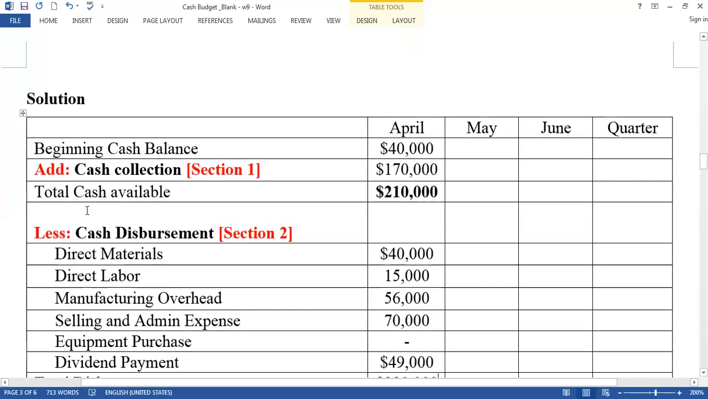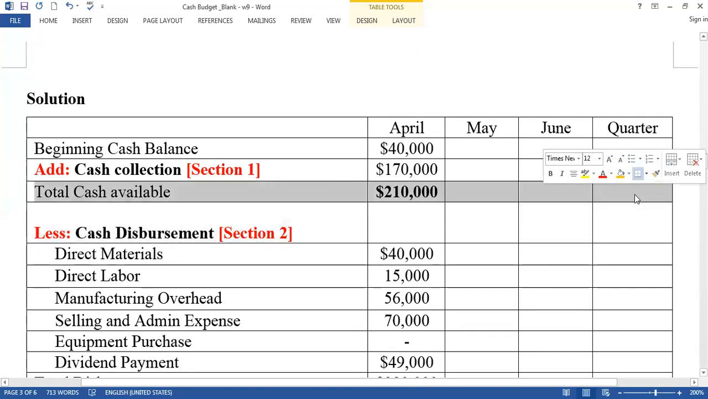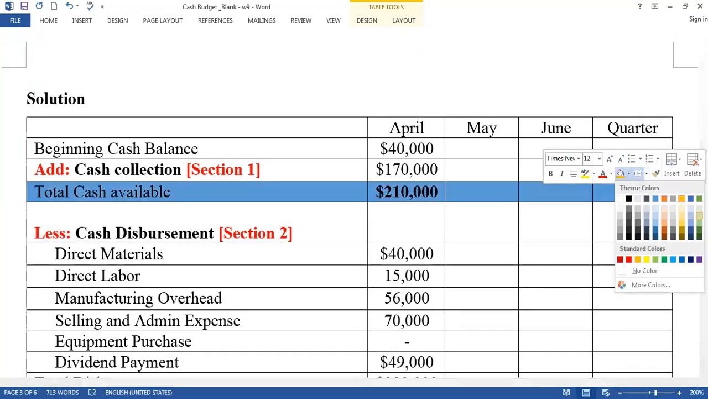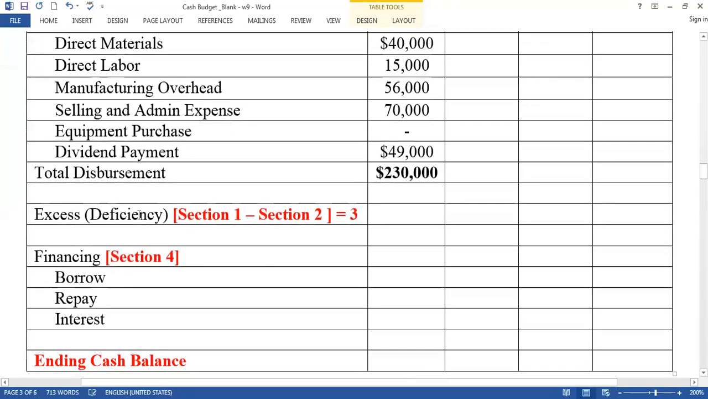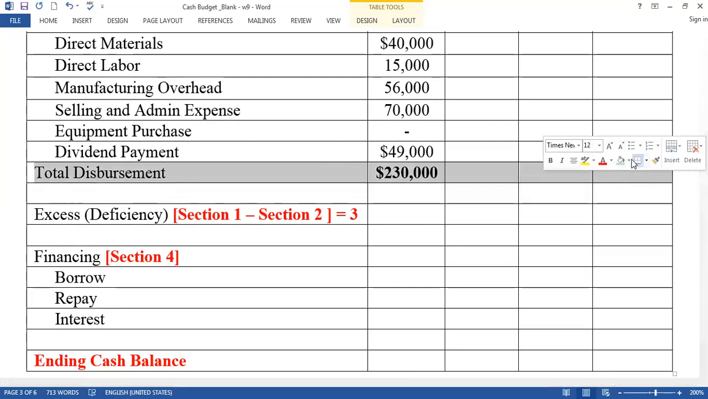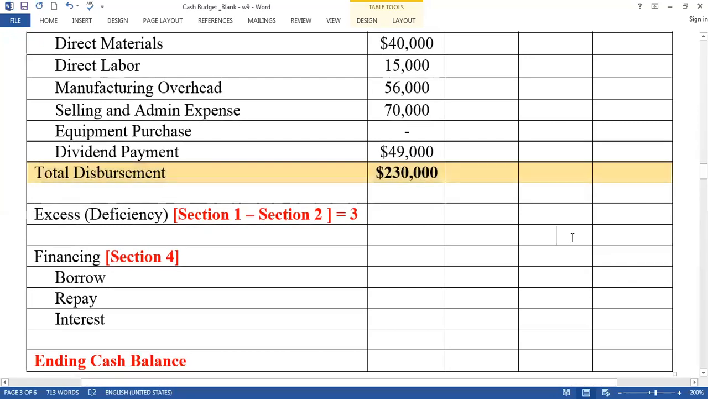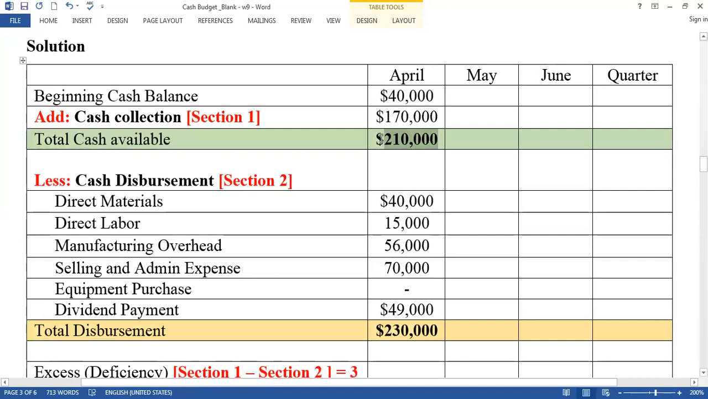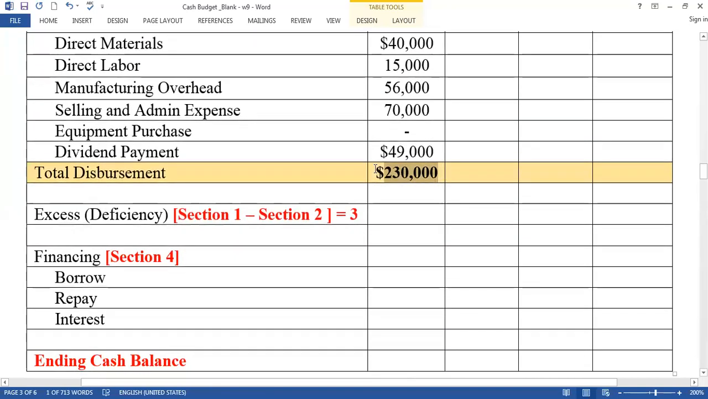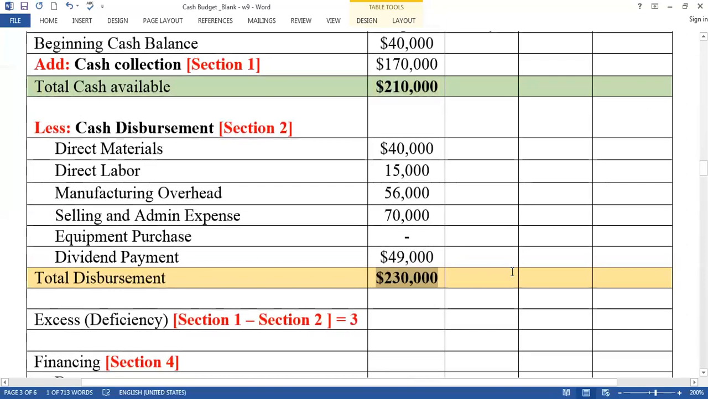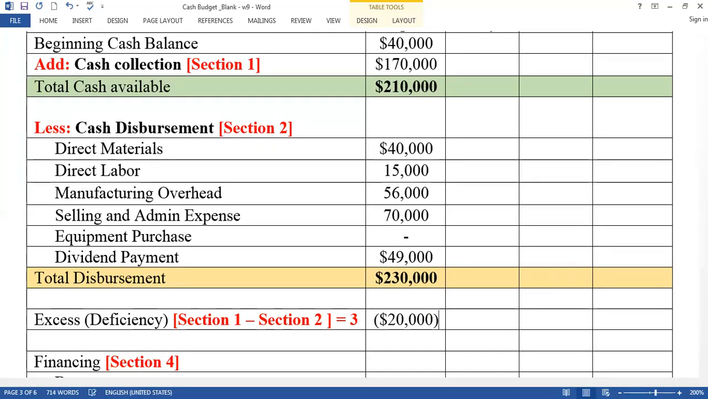So this is the total cash collection row, and this is the total cash payment. So we find that this is our expected cash collection, right? And this is our expected cash payment. So is it good news or bad news? Bad news, because our cash payment is higher than the cash collection. So as it is bad news, we are going to use the first bracket. $20,000 is the deficiency.